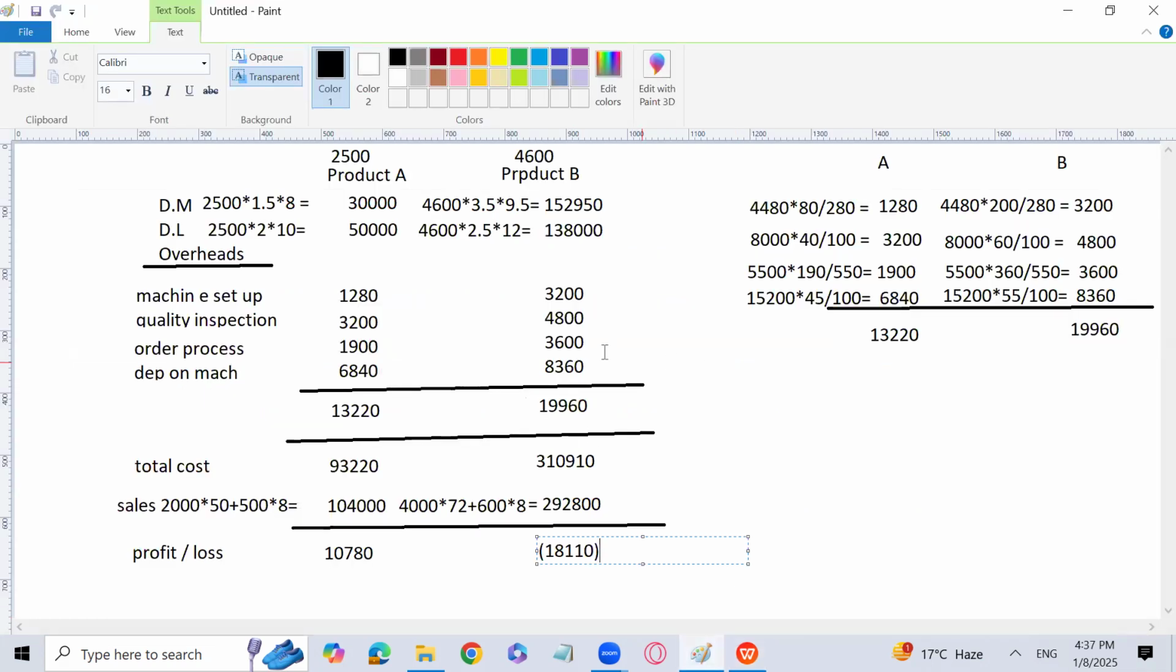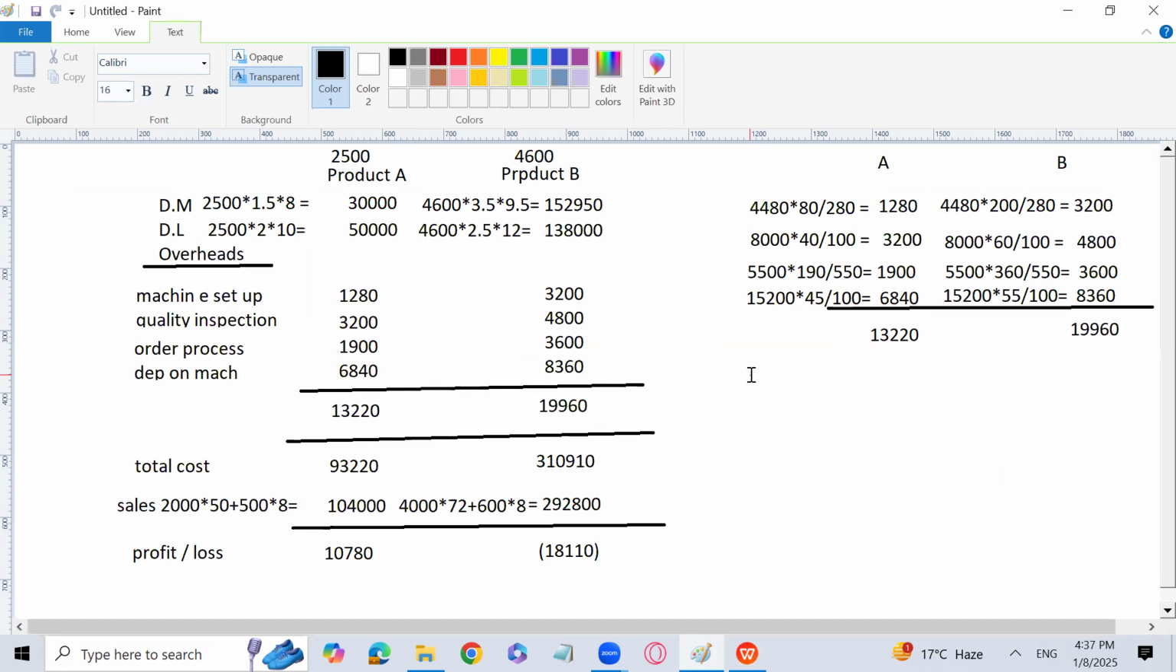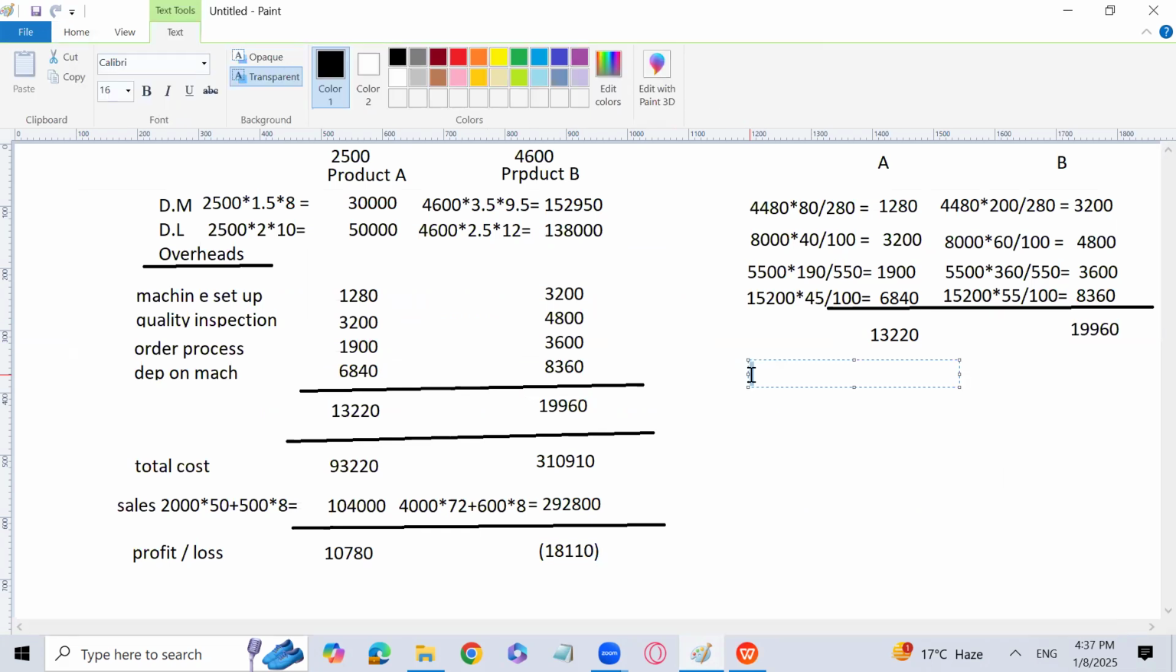So what will be the procedure? The quality inspection cost will change. That is going to be 8,000. No, that is going to be now 8,000 plus 18,000. So it will become how much? 26,000 multiplied by 40 over 100. So what will come? 10,400. And for product B, 26,000 multiplied by 60 over 100. That is 15,600. So these amounts will change over here.